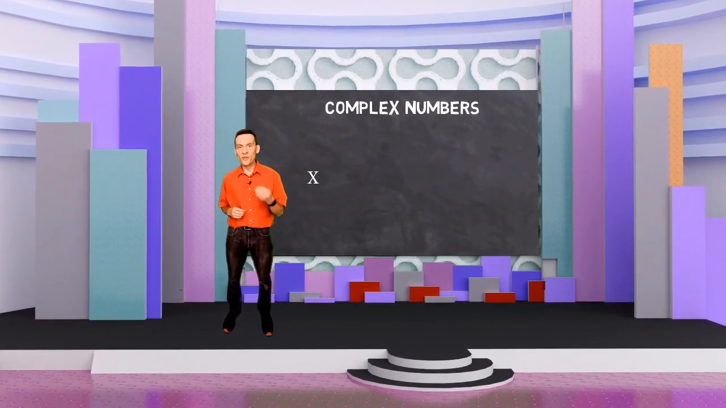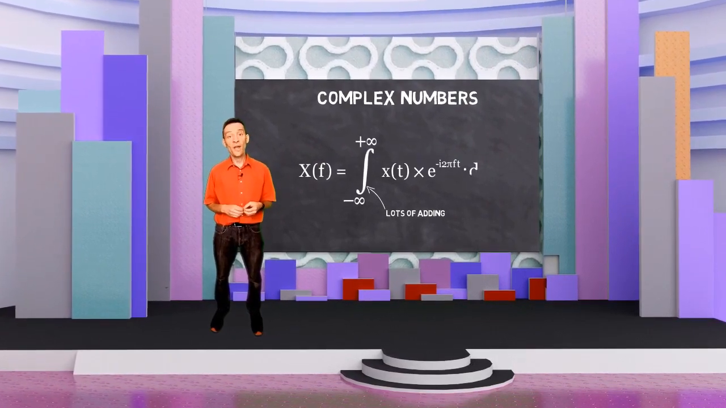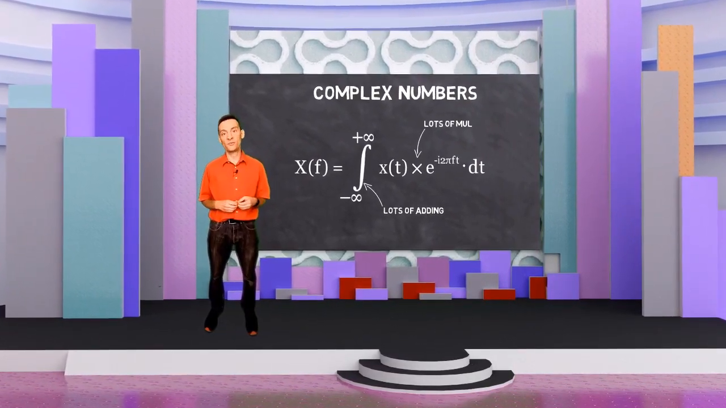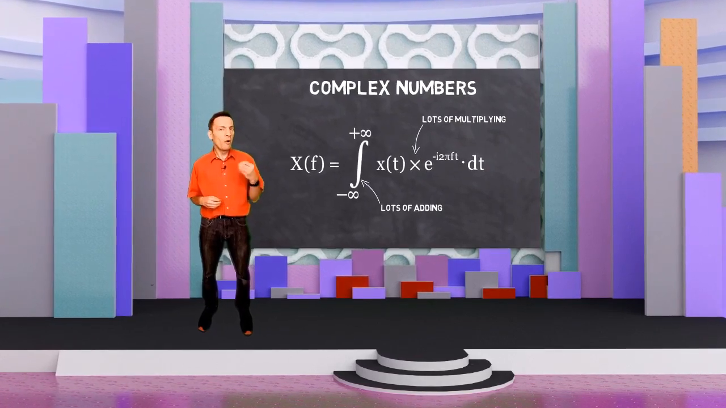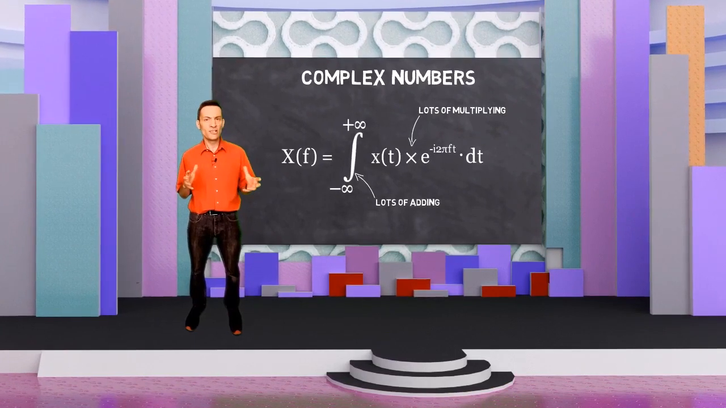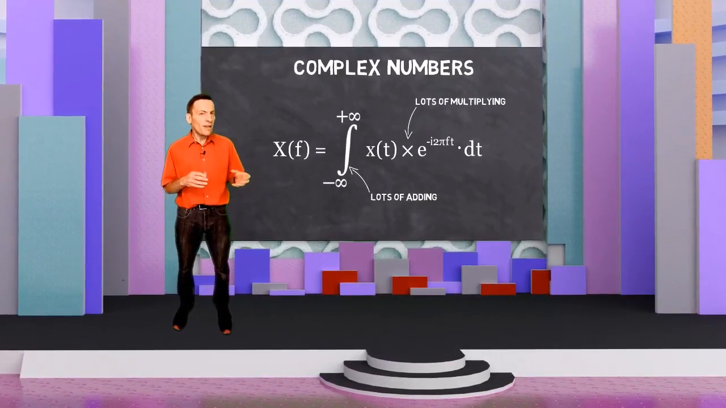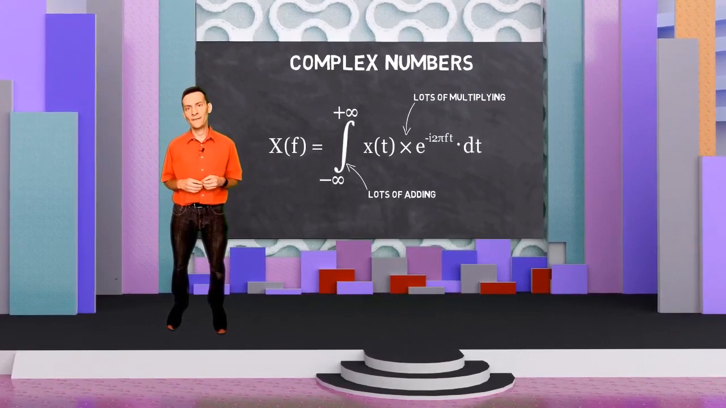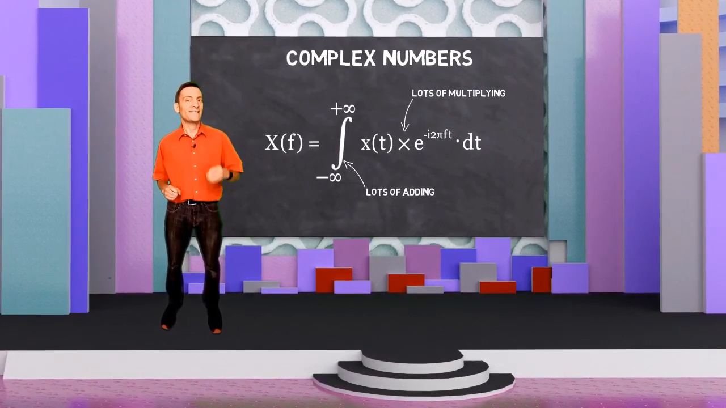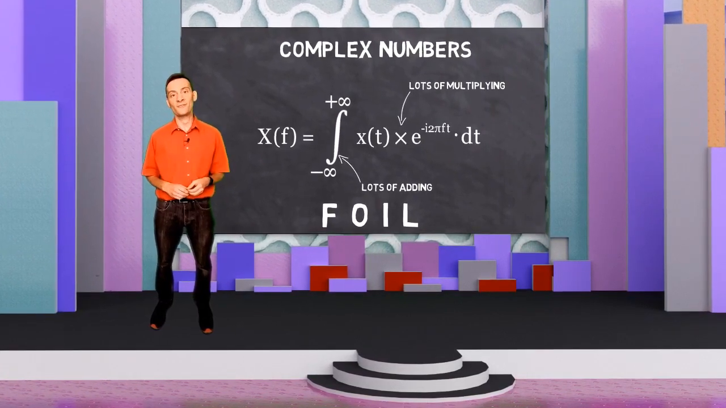However, in the Fourier transform, adding is only half the story. We have to learn how to multiply as well. When multiplying two complex numbers, as we're about to find out, this separation between which are the real terms and which are the imaginary terms becomes a little less clear. But no worries, as there's a neat little trick called FOIL that can help us out.